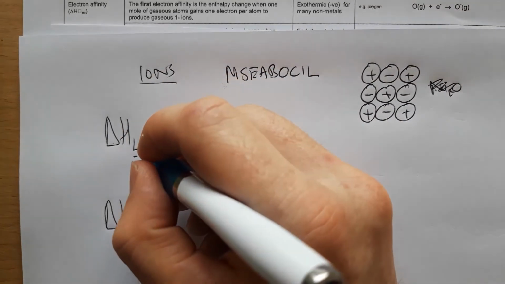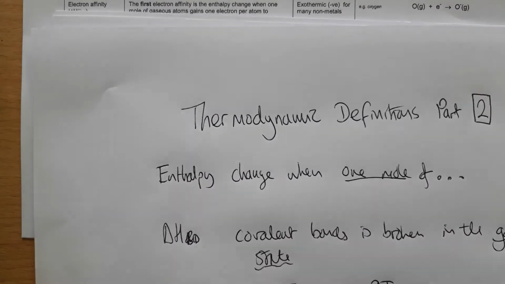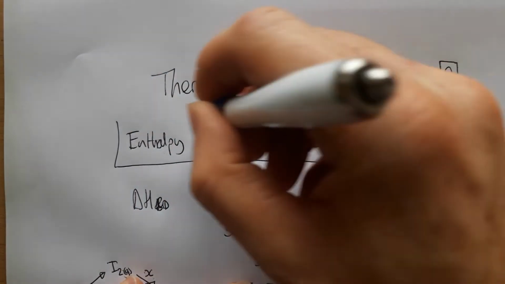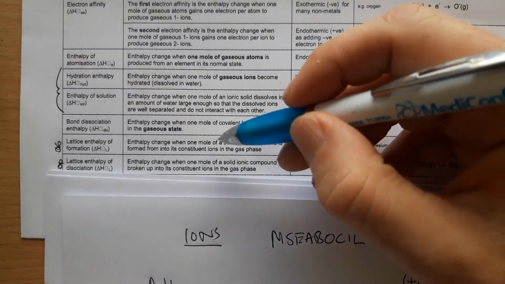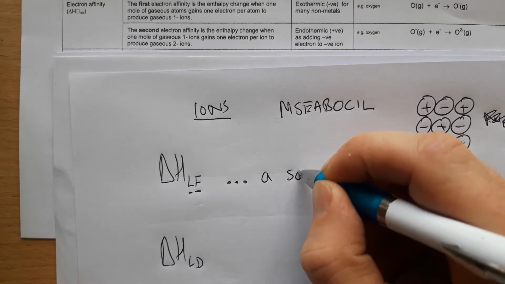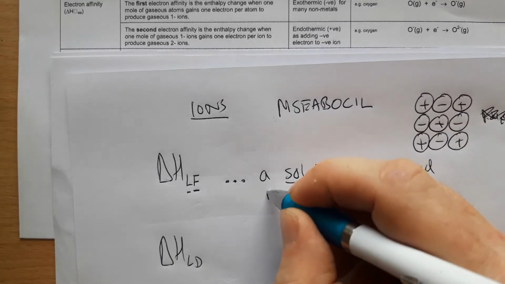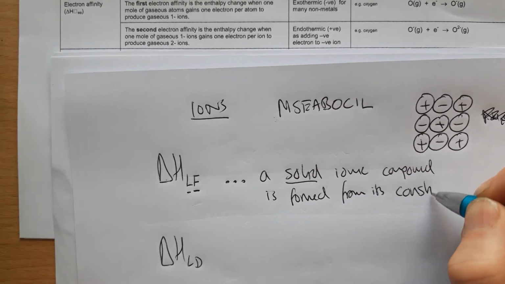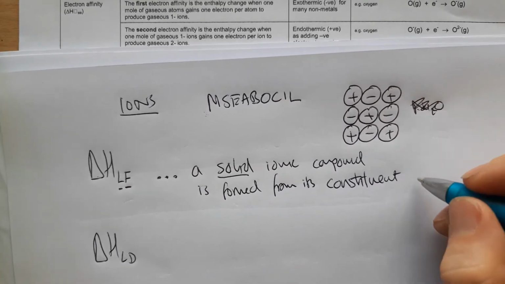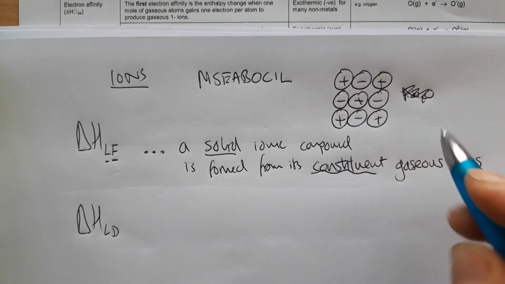Now the enthalpy of lattice formation is the enthalpy change when 1 mole of a solid ionic compound, solid, there's your state symbol, is formed from its constituent gaseous ions. Constituent means the ions that it is made of.